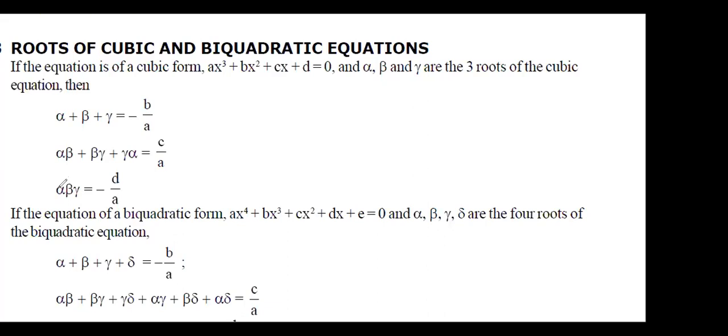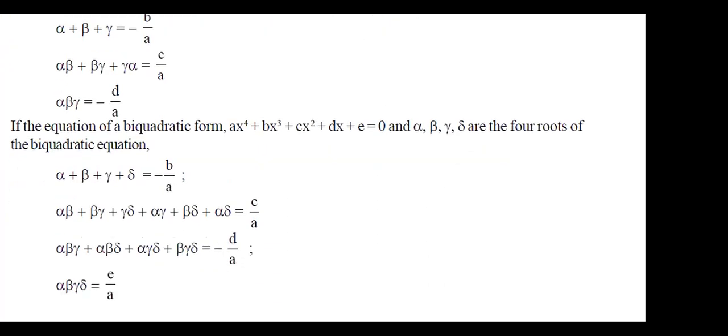Now, since we have only 3 roots, we will have alpha into beta into gamma is equal to minus d by a. Now, if we have 4, then same thing. Got it? Yes or no? So let's try to solve some problems based on this. Try to solve this problem, everyone.